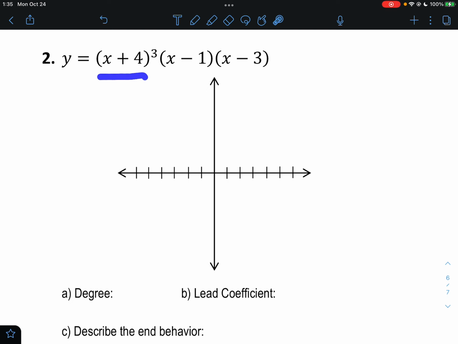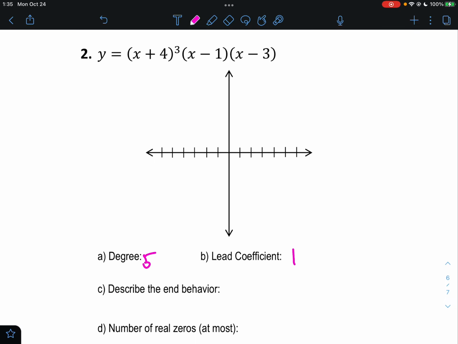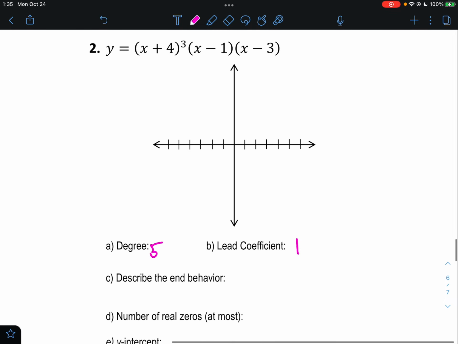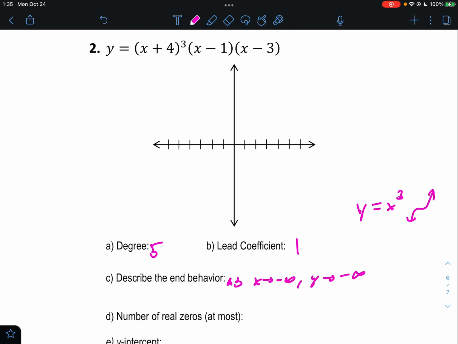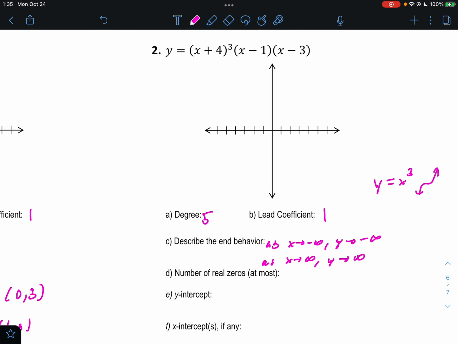So this one is a 3 plus 1 plus 1, a fifth power. The leading coefficient will be 1 times 1 times 1, which is again 1. So this is a positive odd, which again will look like this. So as x goes to negative infinity, y goes to negative infinity. As x goes to infinity, y goes to infinity. The most zeros we're going to have is the degree, so 5.